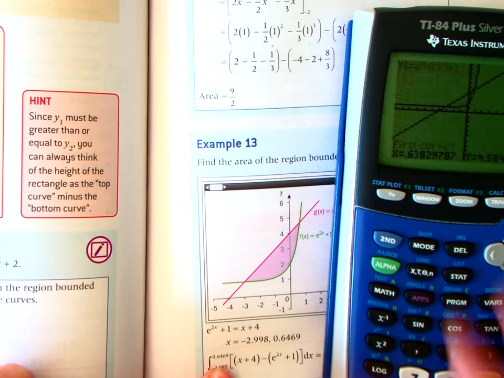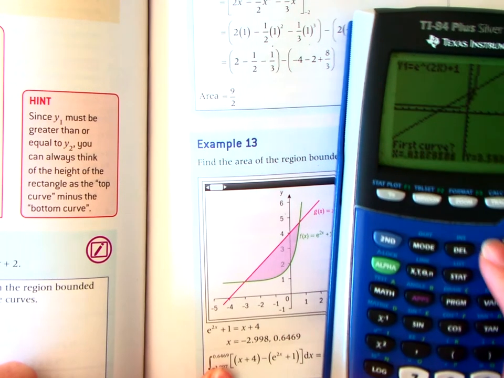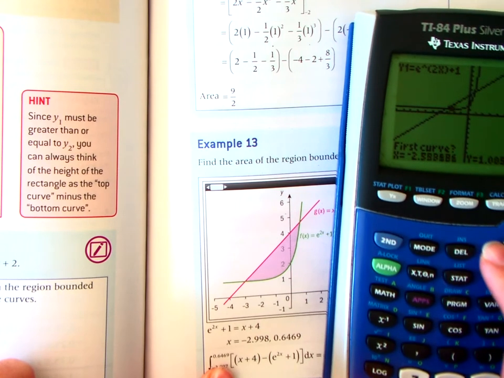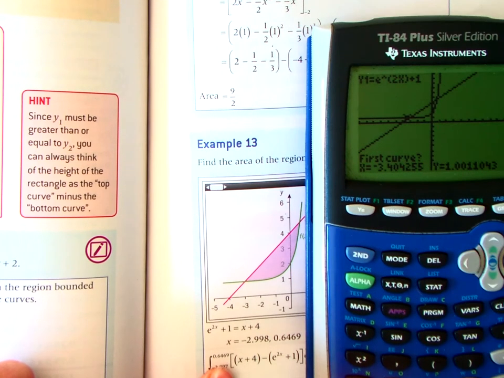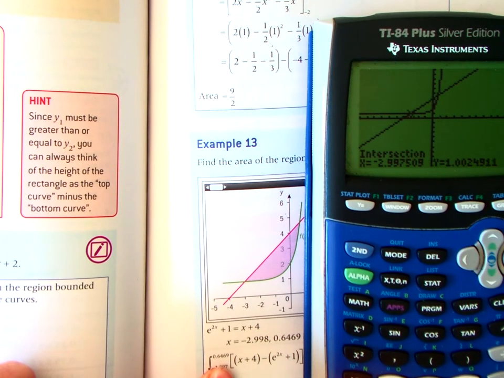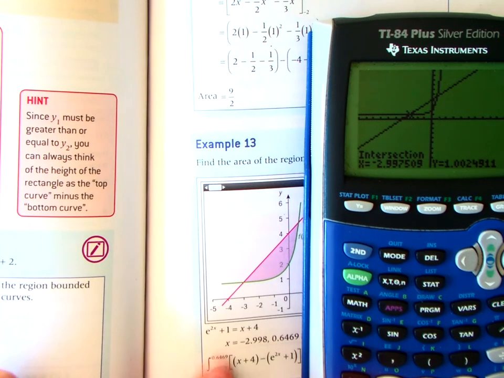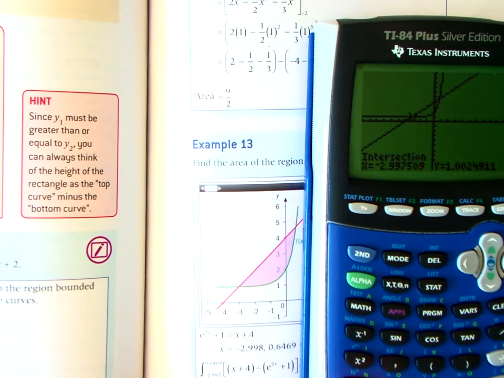So how do I find the other point? I do the same steps, but when it asks me about my first curve, I move closer to this other point of intersection using my arrows, and then hit enter. And then it gives me the lower boundary.